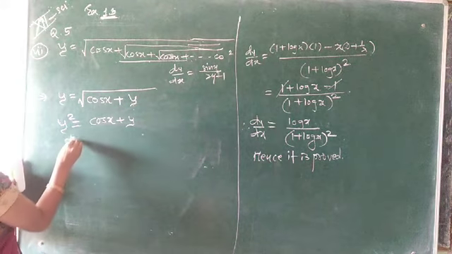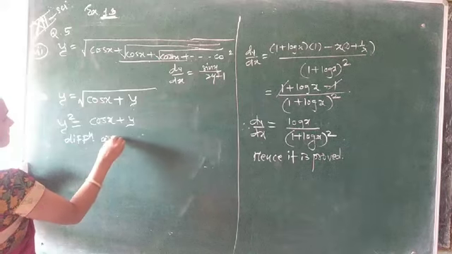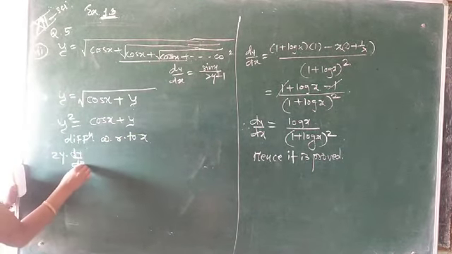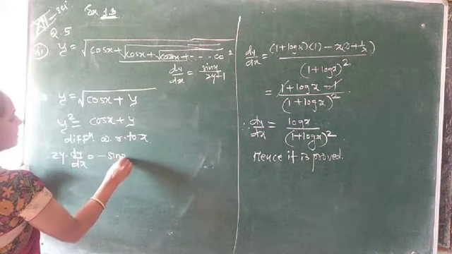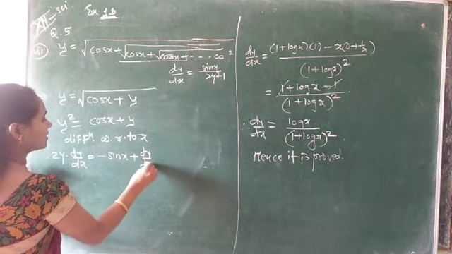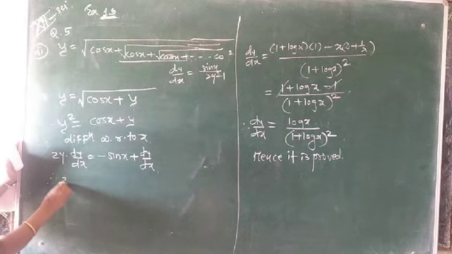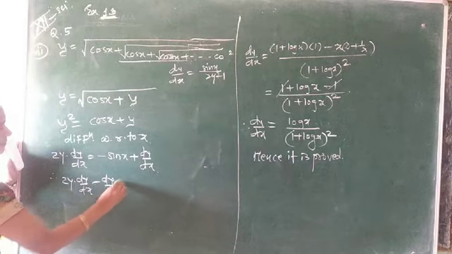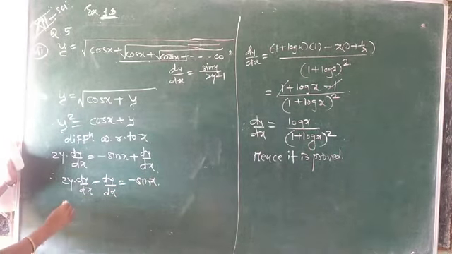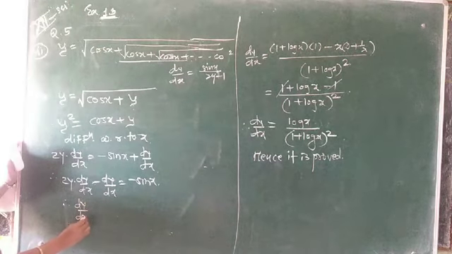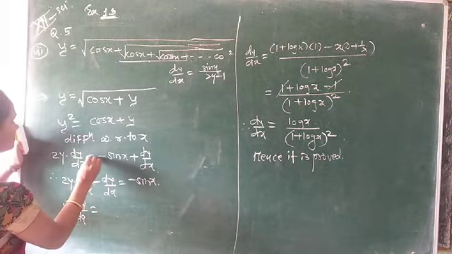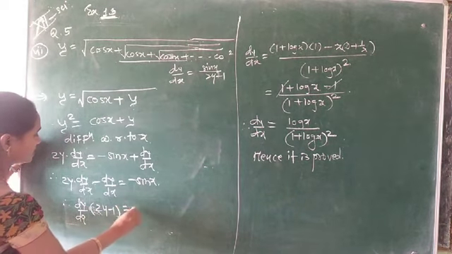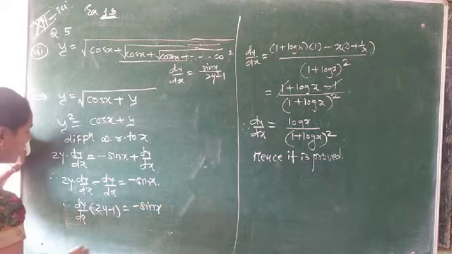Now, differentiate with respect to x. Derivative of y square is 2y dy by dx, is equal to derivative of cos x, which is minus sin x, plus derivative of y, dy upon dx. Therefore, take the terms which are multiplied by dy by dx to one side. Now take dy by dx common from this: dy by dx into (2y minus 1) is equal to minus sin x.